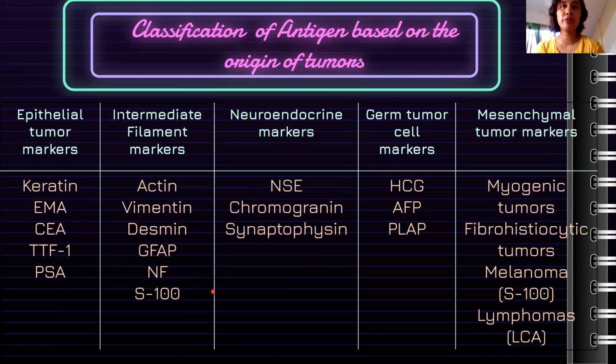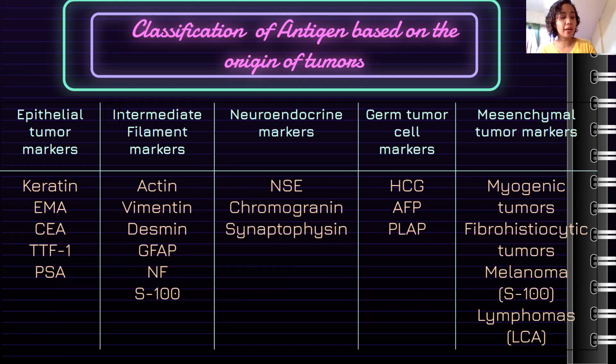So class, these are your classification of antigens based on the origin of tumors. For example, epithelial tumors. Keratin is a good marker for epithelial cells. We discussed keratin earlier. There are many types of keratin in your module, and I just want you to be familiar so you have an idea. Keratin is an epithelial tumor marker. If the tumor is made up of epithelial cells, keratin is sensitive.